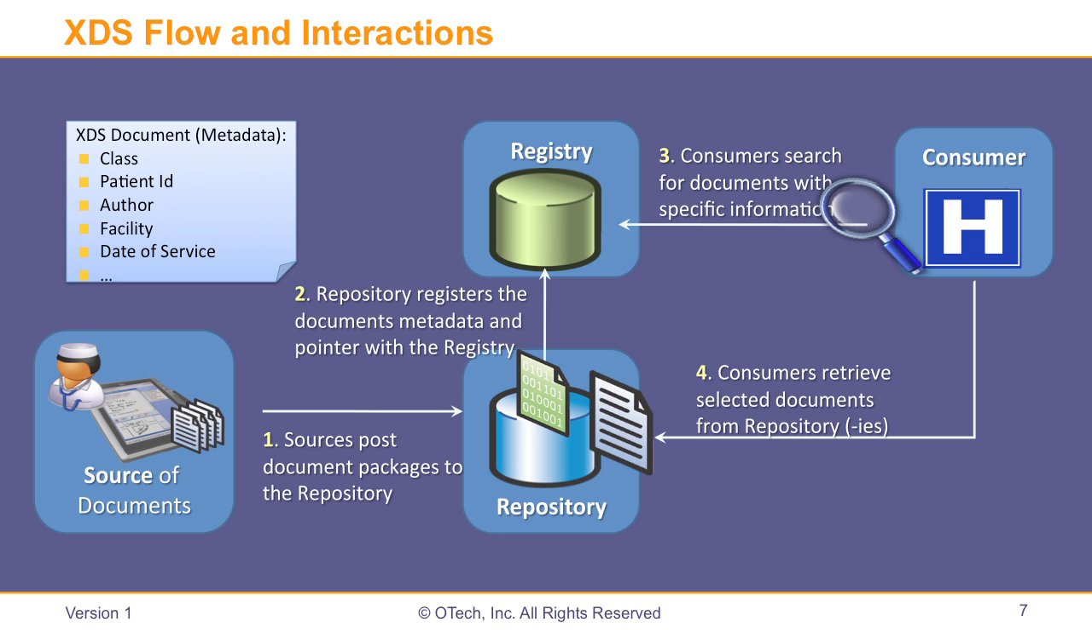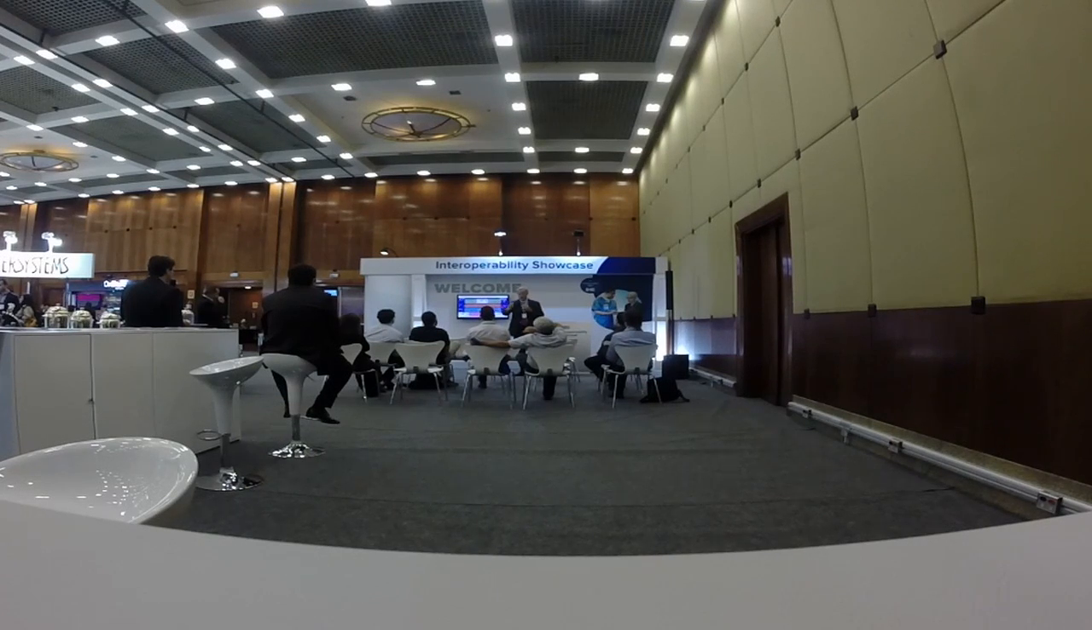So the source of the documents sends a provide document package to the repository. The repository registers the documents, including metadata. We'll talk about metadata later, and a pointer with the registry to say, oh, I have these documents and these images for this particular patient. And if you look at the metadata description, the metadata will be like the class, patient ID, the author who created this document, the facility it was done at, so and so hospital, date of service, and so on. So the consumer, and that was that community clinic, would search for the document with specific document information about this patient. He gets back the pointer and can then retrieve these documents.